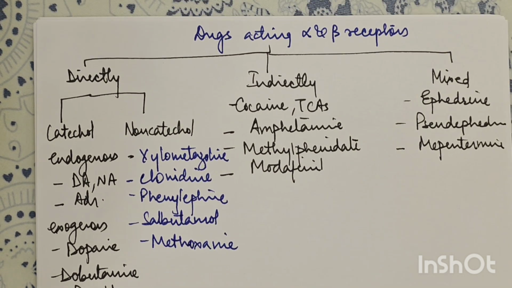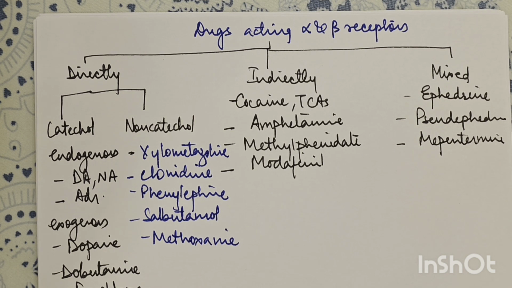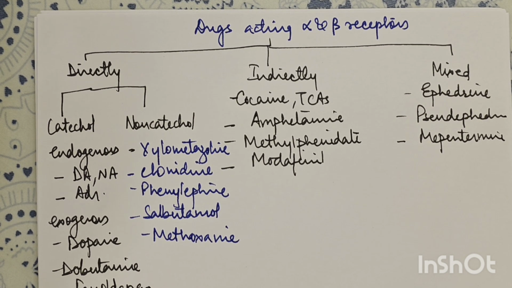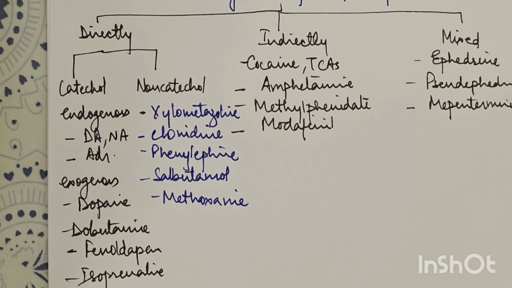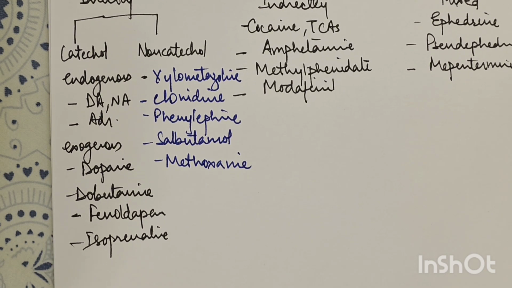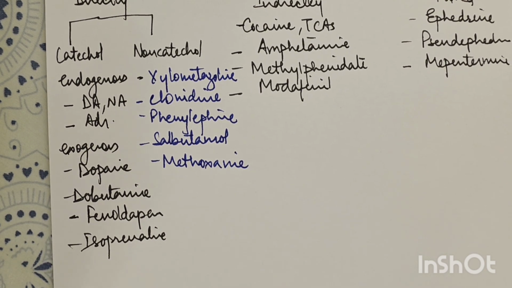So these are the drugs. This is the classification, alpha and beta mixed, that is directly as well as indirectly acting. Indirectly we have cocaine, TCAs, amphetamines, methylphenidate. Directly acting we have catecholamines and non-catecholamines, which are endogenous, exogenous. Okay, now one by one let's see these medicines and what are the possible questions which are asked on these drugs. So that we'll take one by one.